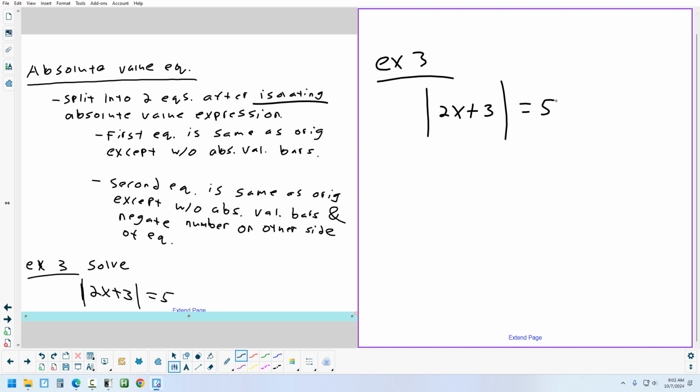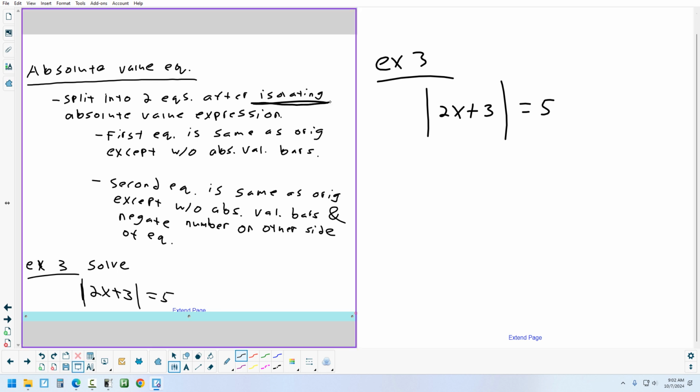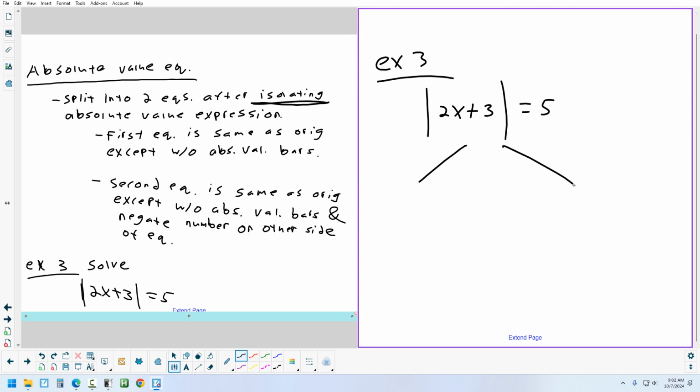Okay, so first step, split it into two equations after isolating the absolute value bars. Is there anything that is outside the bars? No. The absolute value bars are already by themselves. I don't care what's inside. I just don't want anything outside. So let's split it into two. My first equation is going to be exactly the same as the original problem, just no bars. So what would be my first equation? Yeah, 2x plus 3 equals 1.